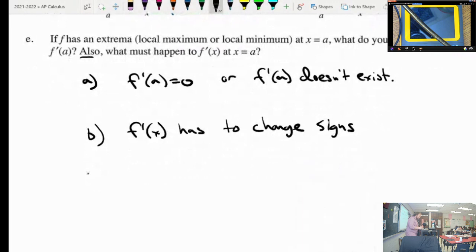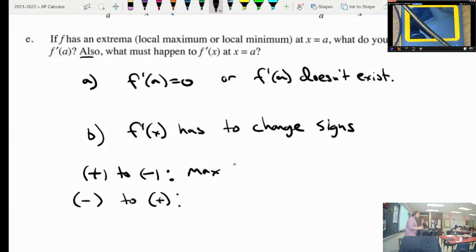If it goes from positive to negative, then you're going from increasing to decreasing, and that's a maximum. But if you're going from negative to positive, then you're going from decreasing to increasing, and that's going to cause a minimum, which I'm just going to abbreviate as max and min. Right now, this is kind of where you have to be with your understanding of this. It's not a very difficult concept, and we got to see it two ways, forward and backward.